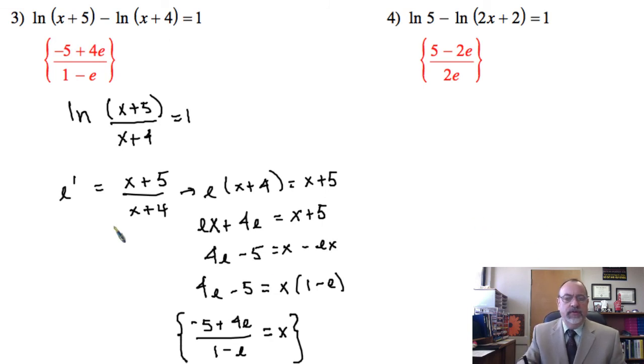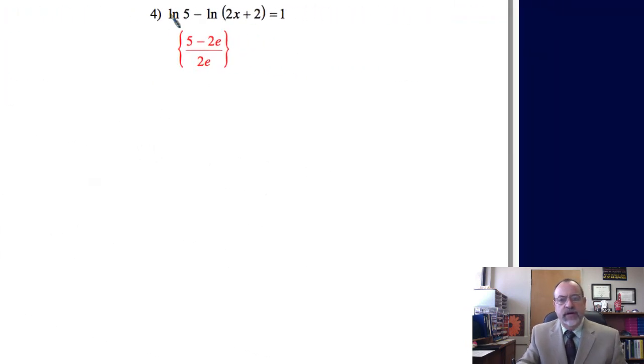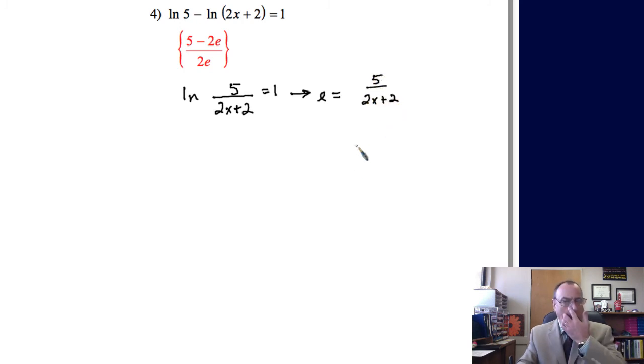Okay? All right, we'll do 2 more. Do number 4 over here, and then we'll do the last one. All right, so again, 2 logarithms, so I'll need to combine those. So 5 minus means divided by. So this value here equals 1. Then I'm going to take the exponential, or change it to exponential form. So e again to the first power produces this 5 over 2x plus 2.